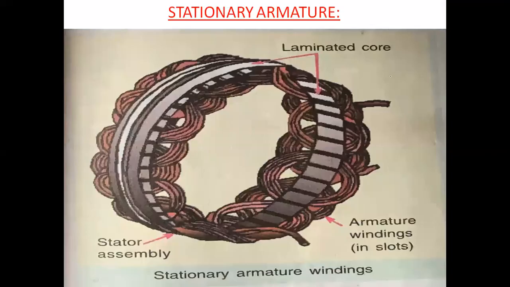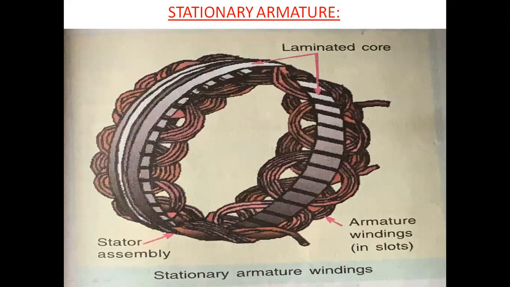In the construction part, first we will see the stationary armature. Because the armature is constant, we are calling it a stationary armature, right? In the DC generator, the armature rotates and the field poles are constant. Here the armature is constant and the field poles are rotating. So for having the stationary armature, what are the advantages? Now we will see.